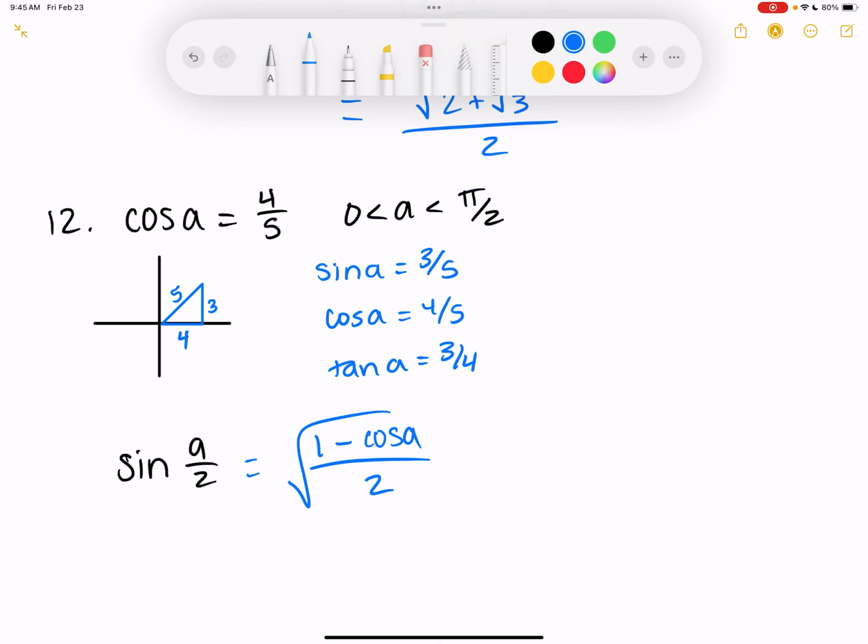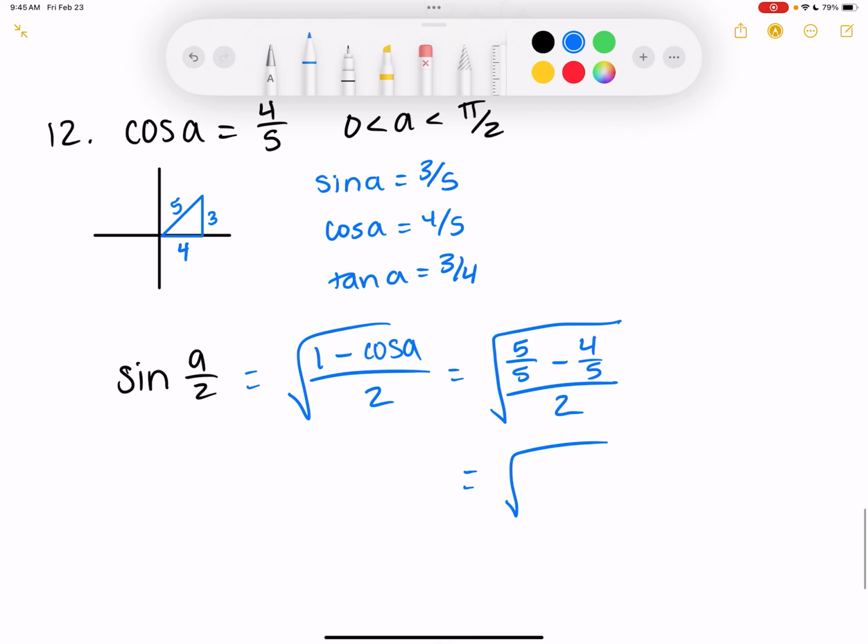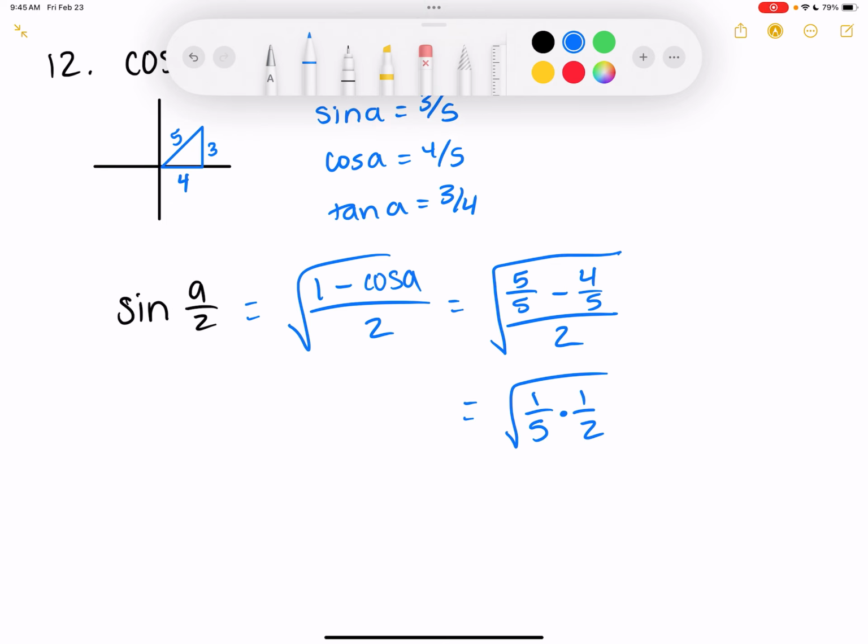Cosine of a is 4 over 5. So this is going to be the square root of, since I know I'm going to have a denominator of 5 over here, I'm going to rewrite 1 as 5 over 5 minus 4 over 5, all over 2. Are we tracking so far? Okay. So then this is going to be the square root of 1/5. It's being divided by 2, so times 1/2. So this is going to be the square root of 1 over 10.